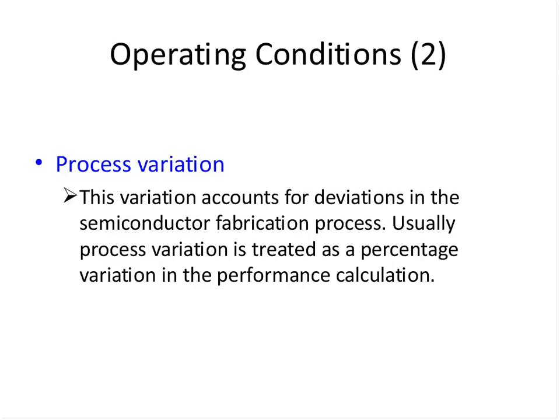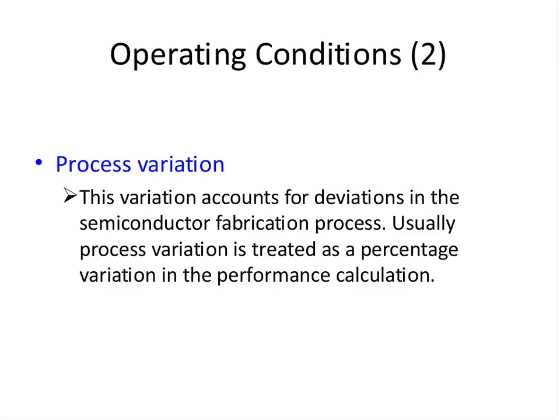So the process variation accounts for the deviations in the semiconductor fabrication process. Not every PMOS, not every NMOS on that chip. There are now billions of PMOS and NMOS on a chip, and not every one is expected to behave in a similar manner. Some will be faster, some will be slower. So this physical effect is modeled by the process variation. Usually it is treated as a percentage variation in the performance calculation.